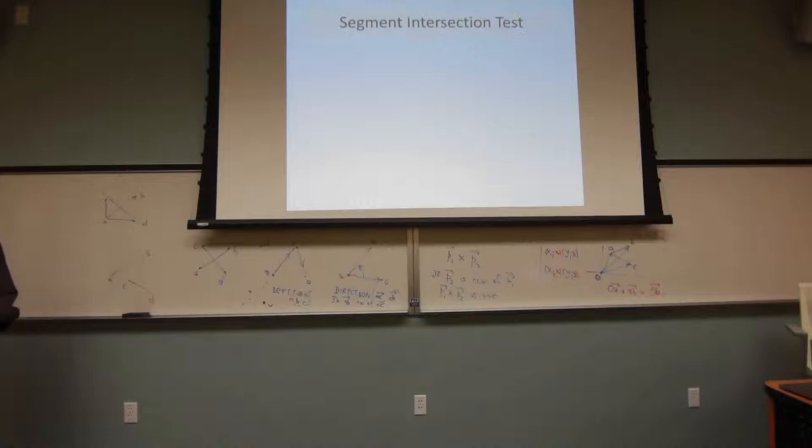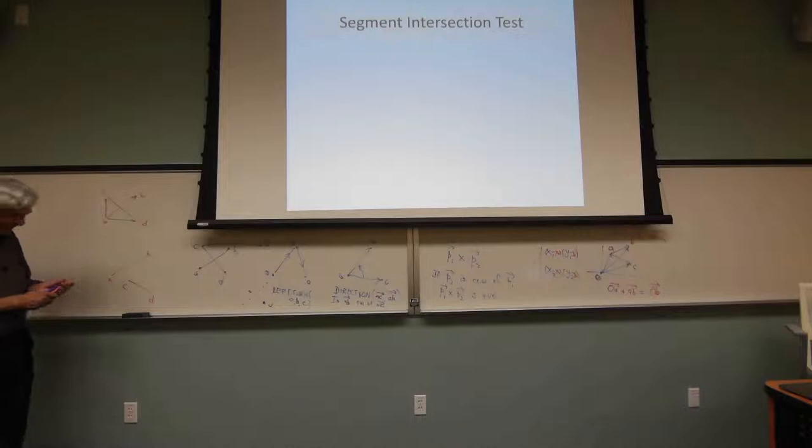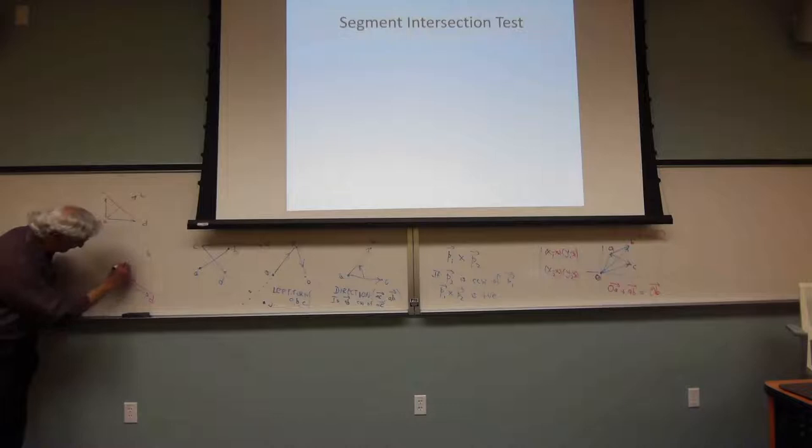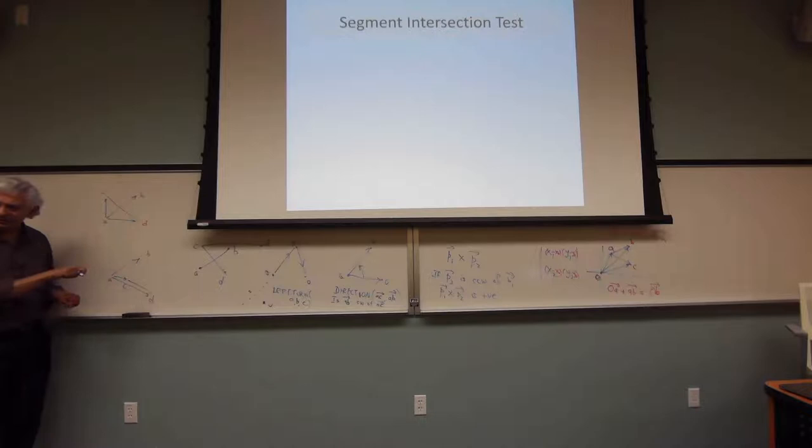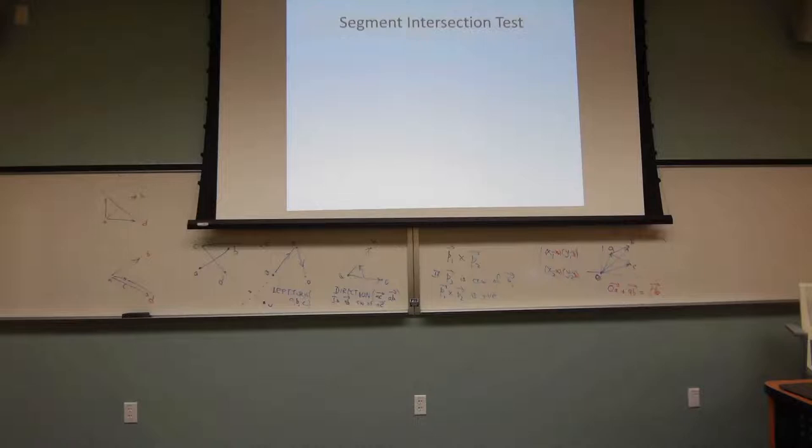So if both are different, then that's useful, because here AB to AC and AB to AD both went into the board. If they both go into the board or both go out of the board, then it's not going to be intersecting, because they were both on one side. Does that make sense?